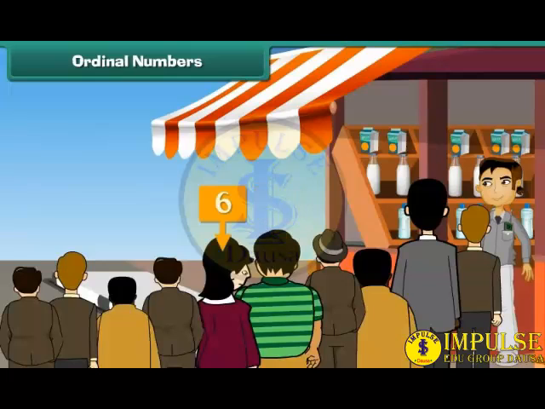The person standing at position 6 is sixth. The person standing at position 7 is seventh. The person standing at position 8 is eighth. The person standing at position 9 is ninth. The person standing at position 10 is 10th.